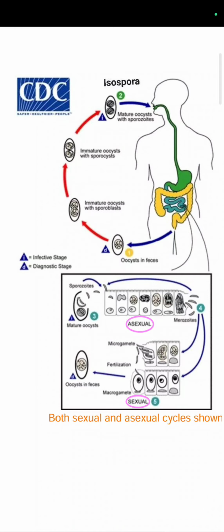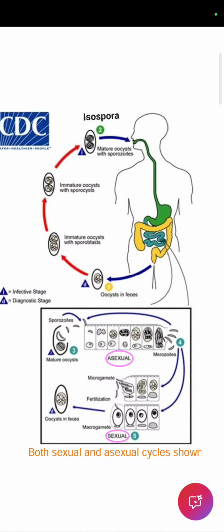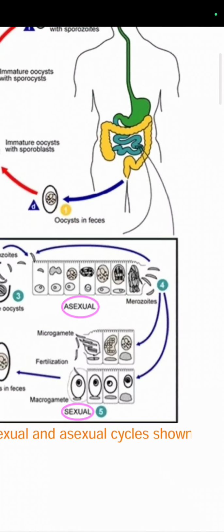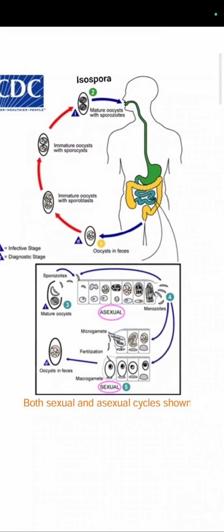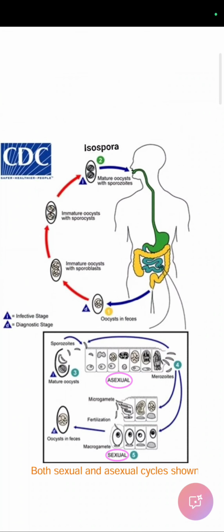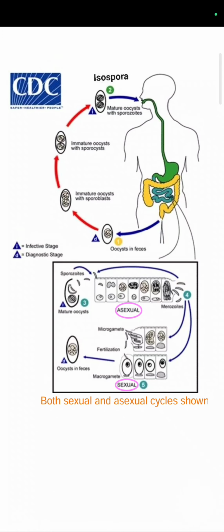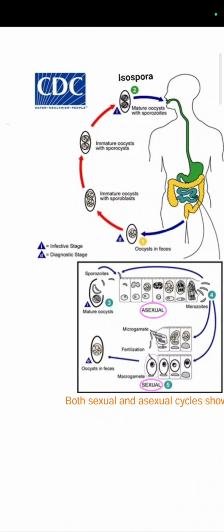And last is Isospora. Isospora, you'll be able to see these two different cycles, asexual cycle and sexual cycle. So you can identify it with that. And I think that's about it.